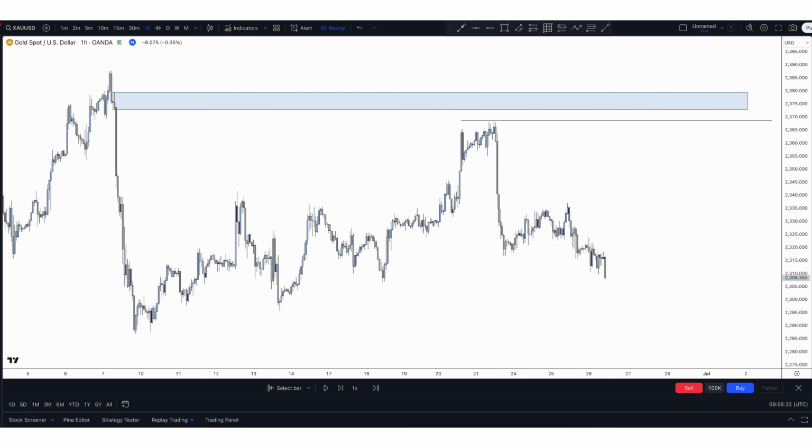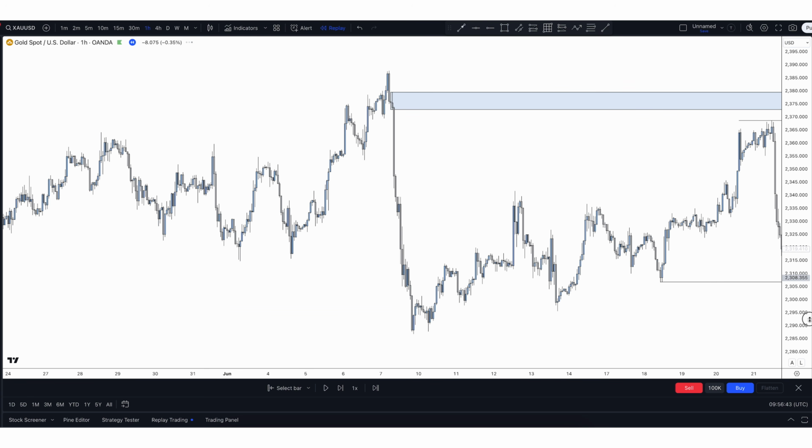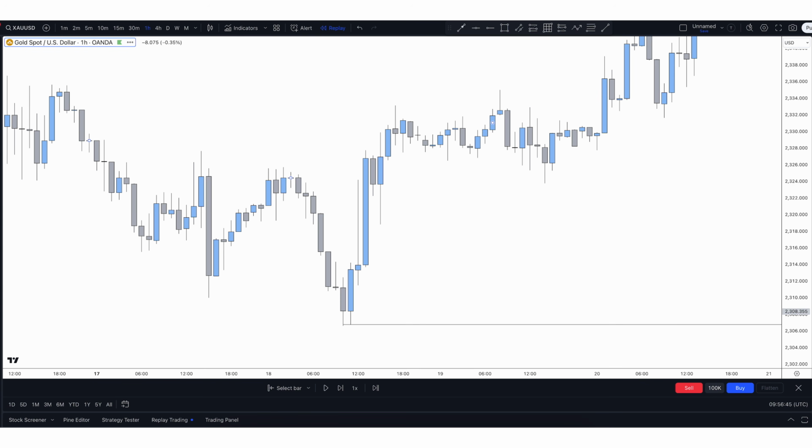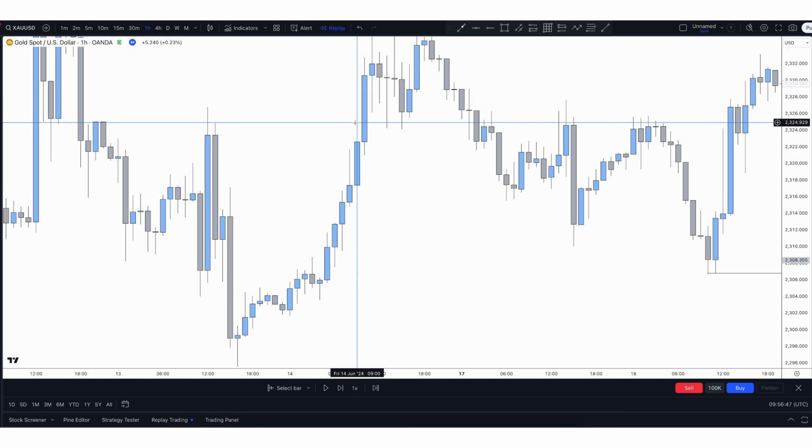So taking a look at this lower time frame, the hourly here, we can see just underneath this swing low, which I see as a bit of an inducement, we have an area of demand. This tiny little candle here, let me zoom in on it. This little candle here has kicked off a bullish movement.